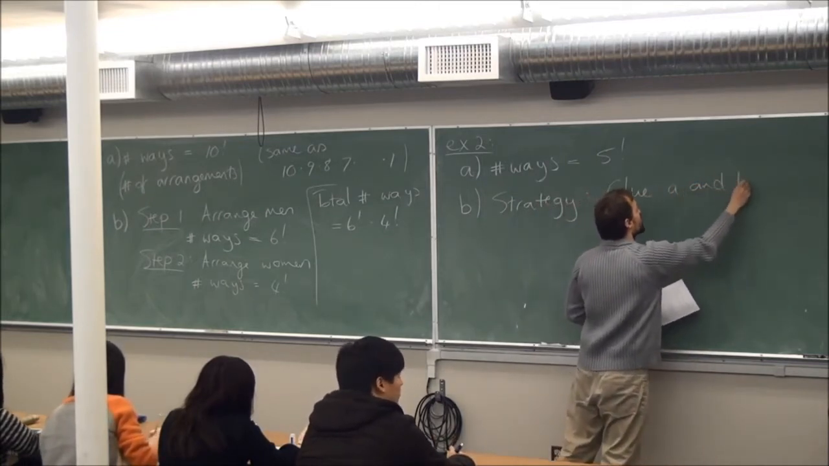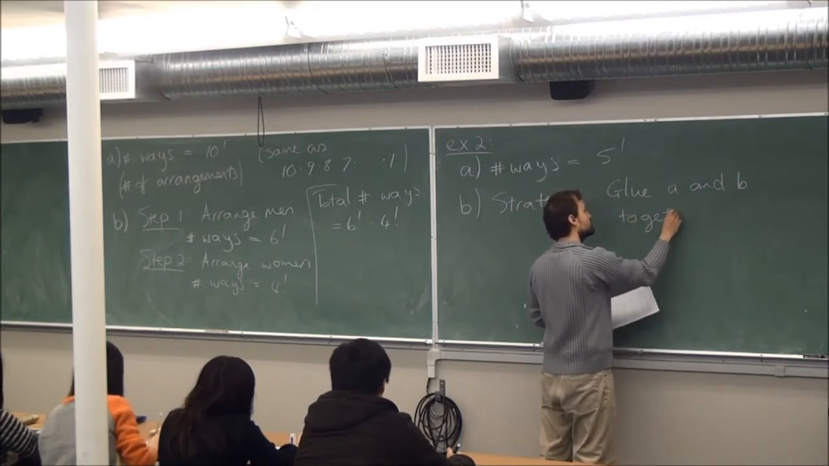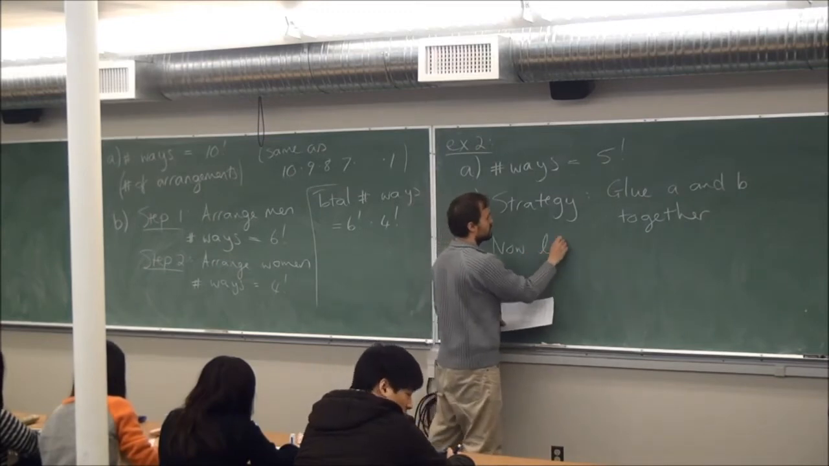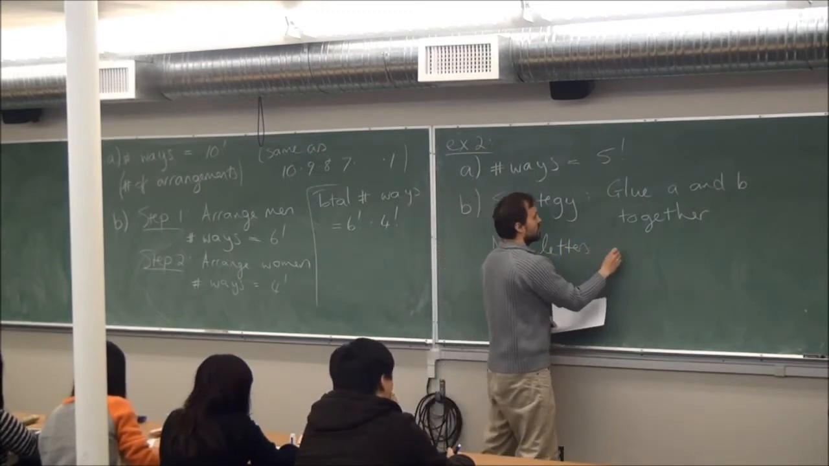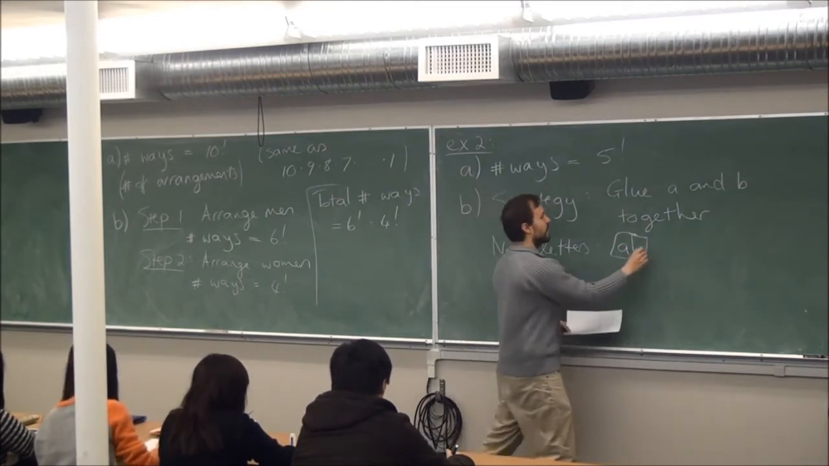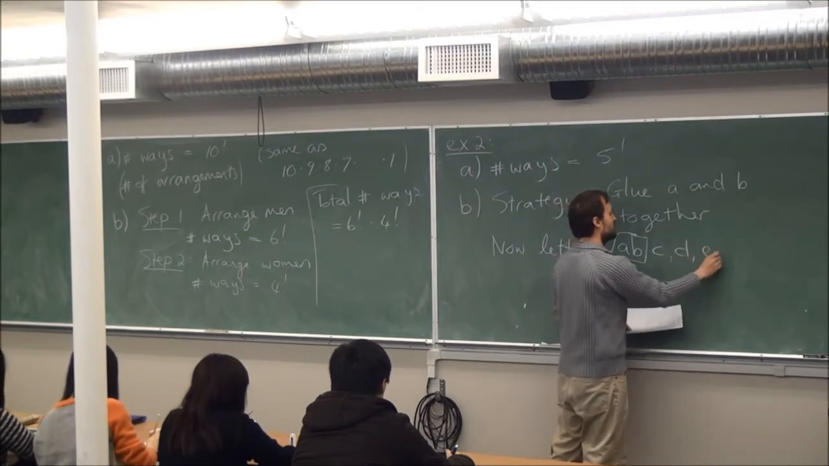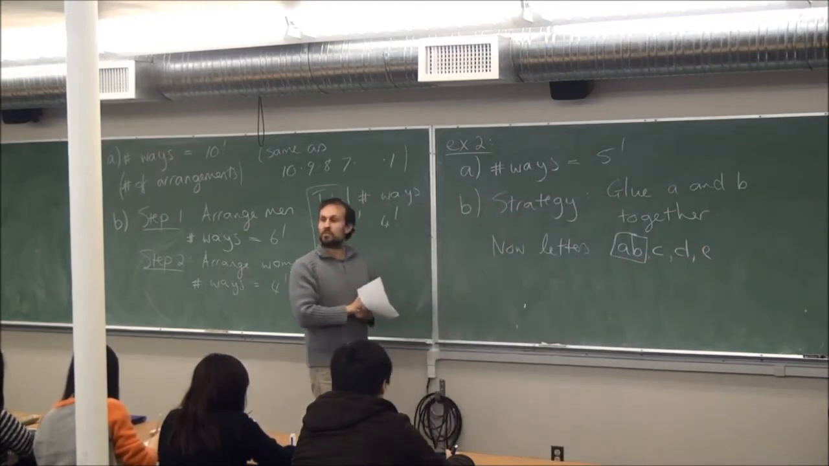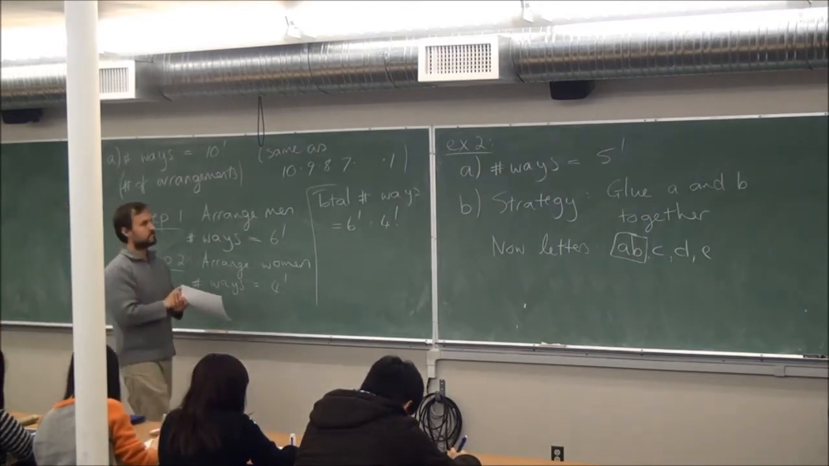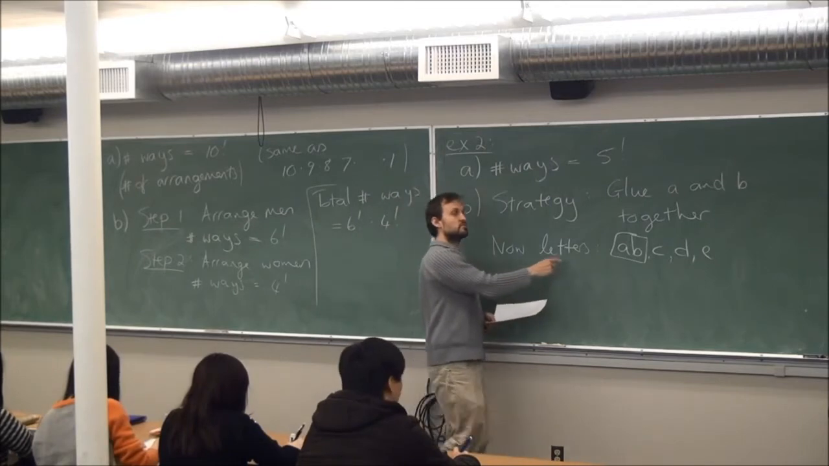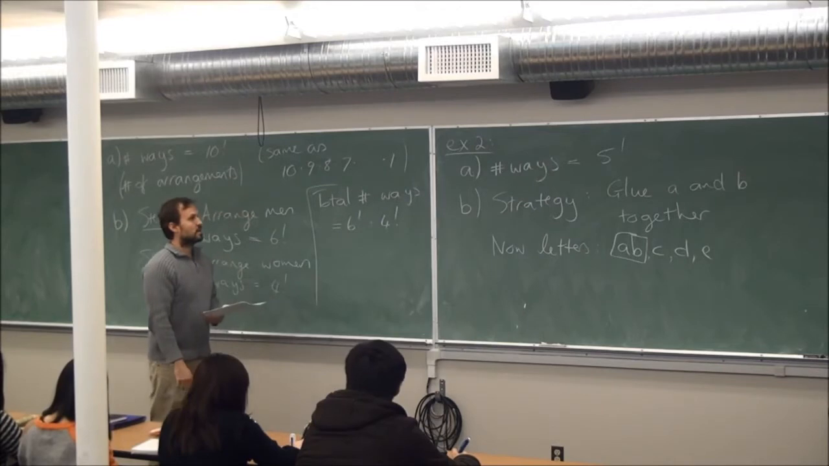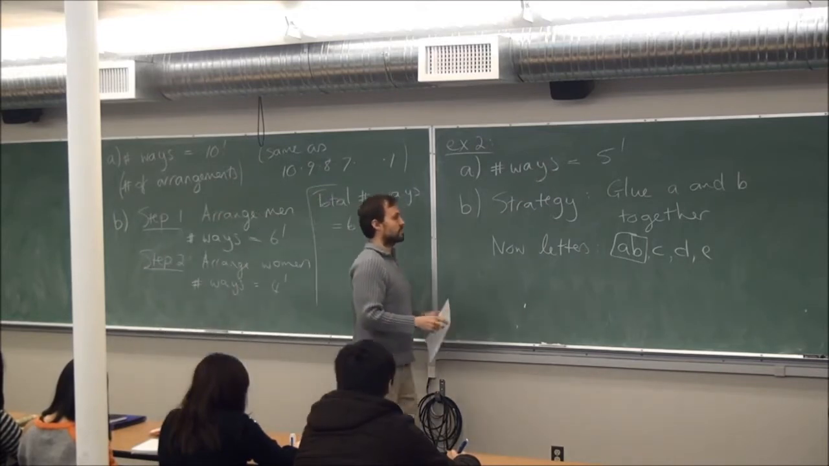Let's glue A and B together. So now my letters are what? I have this super letter, AB. I have a C, I have a D, and I have an E. So I only have 4 letters now. The A and the B are glued together, they move as one. And I do that because I need to satisfy my restriction that they're always next to each other. So glue them together. That way, I'll never have them away from each other.